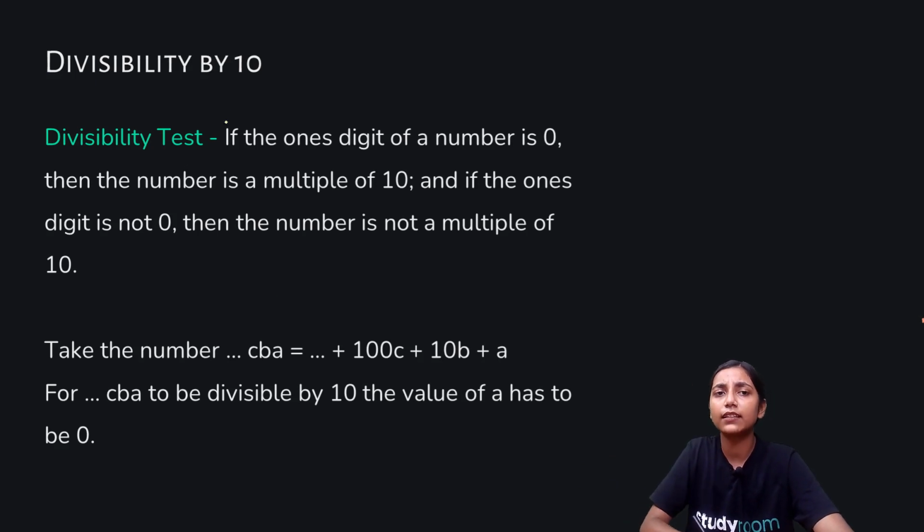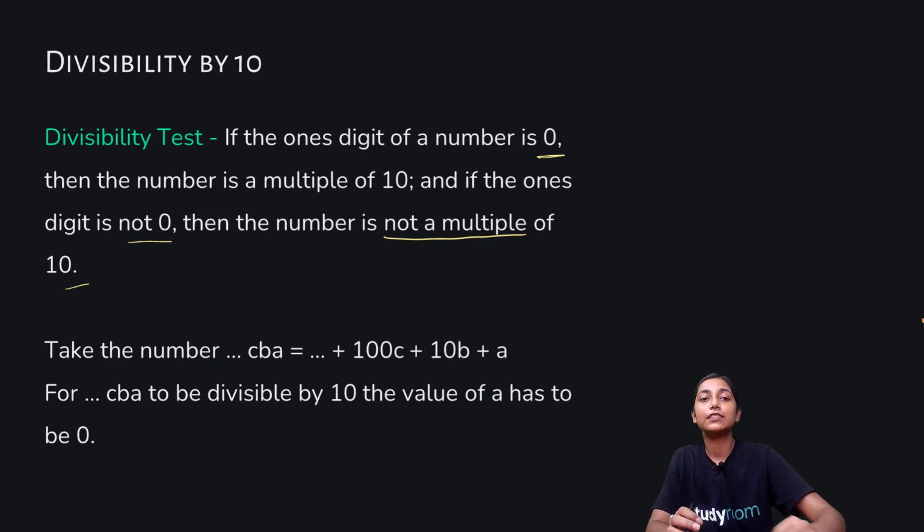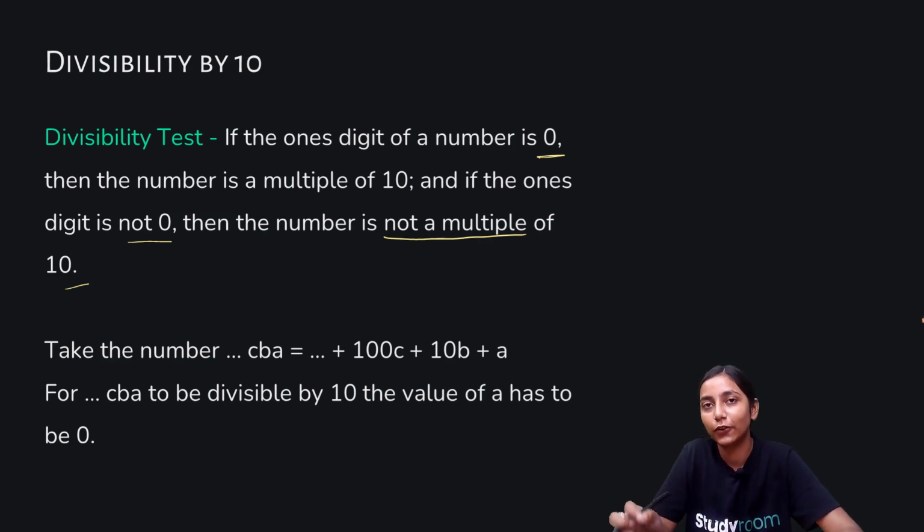How can you check the divisibility by 10? There is a divisibility test for this. If the ones digit of a number is 0, then the number is a multiple of 10. If the ones digit is not 0, then that number is not a multiple of 10. For checking the divisibility of a number by 10, you just need to focus on its unit digit. If that unit digit is 0, then that number will be divisible by 10. And if it is some other digit other than 0, then it will not be divisible by 10.